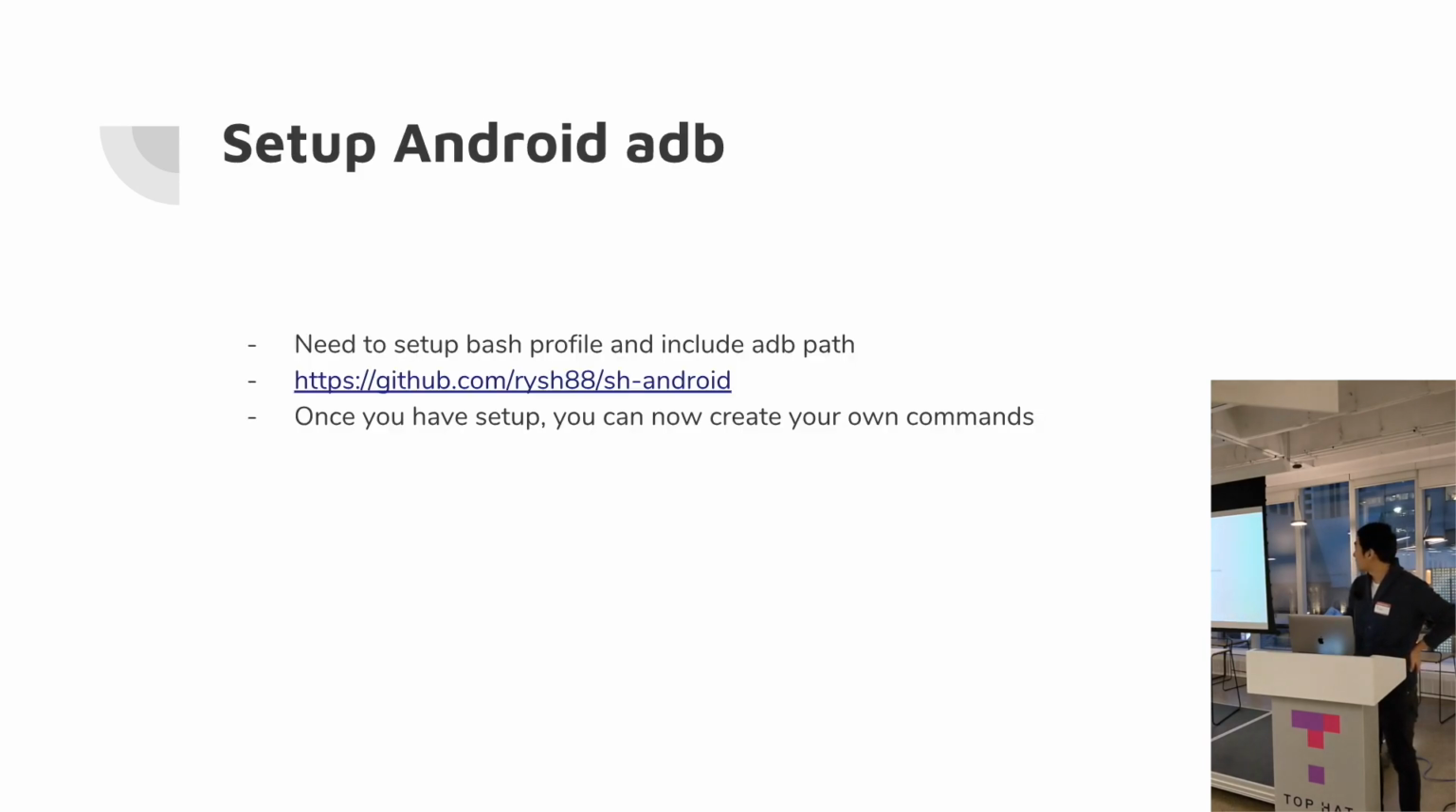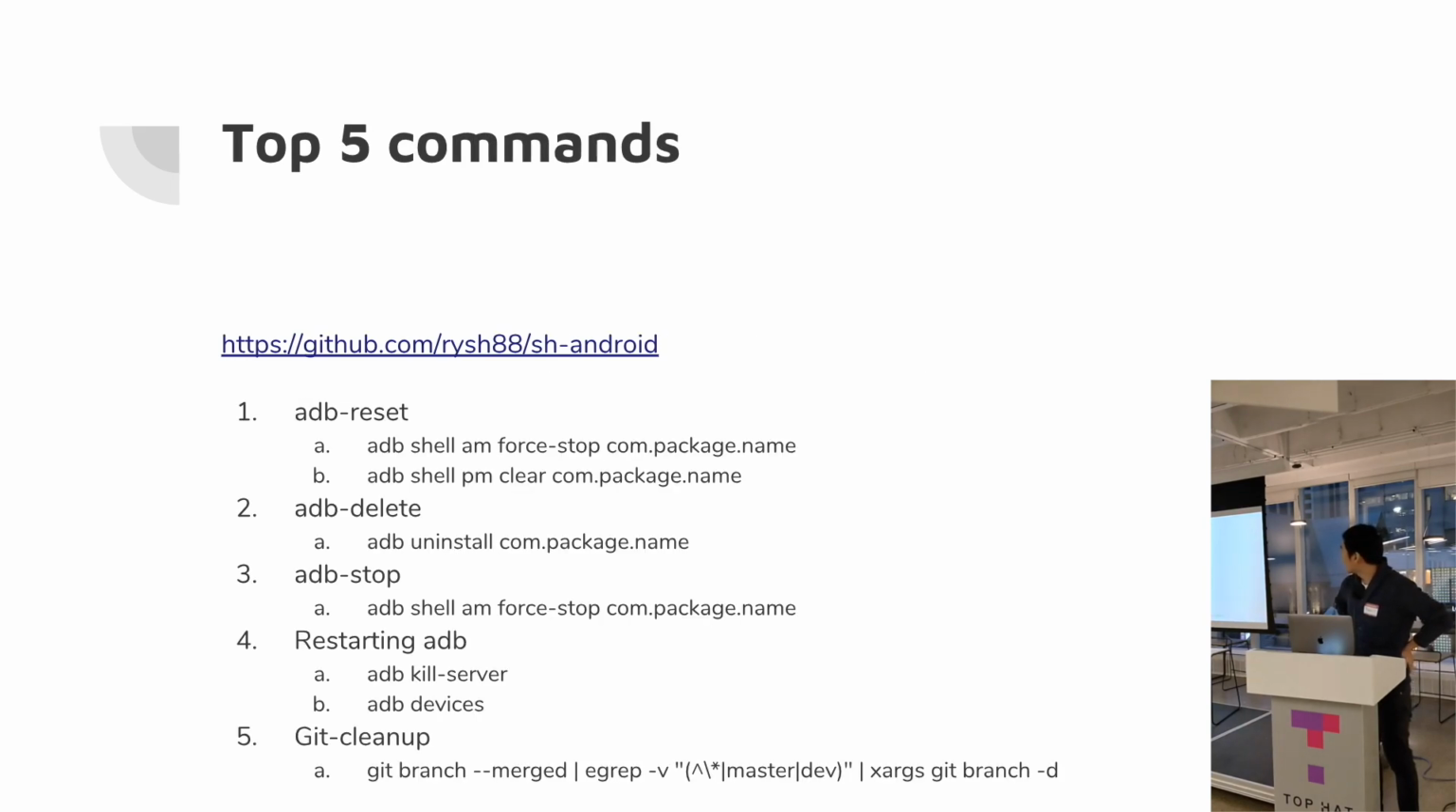And how do you set up ADB? This part is a bit complicated. You have to create a bash profile and include your ADB paths. In here, I link my GitHub repo with instructions on how to set this up. Once you have set it up, you can create your own commands to execute commands as the following. These are the top 5 commands that I heavily use when I'm developing a feature.